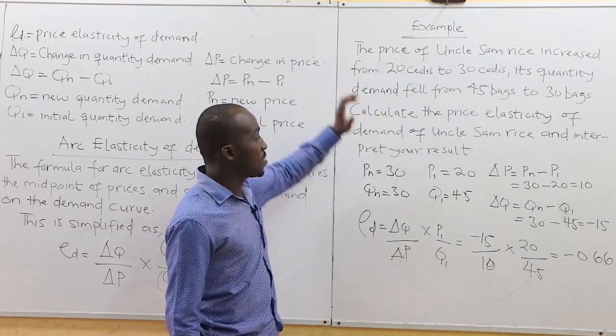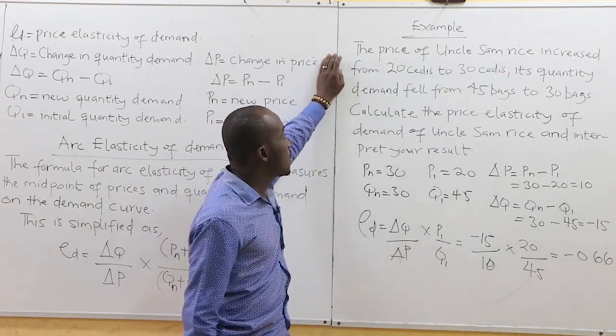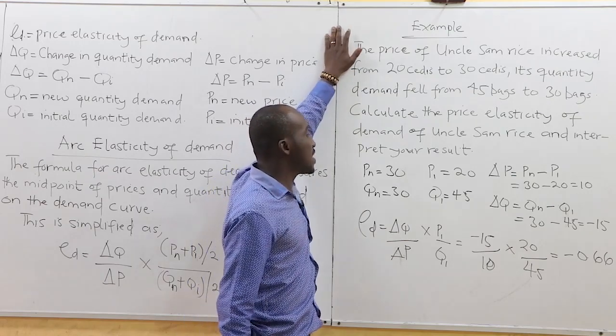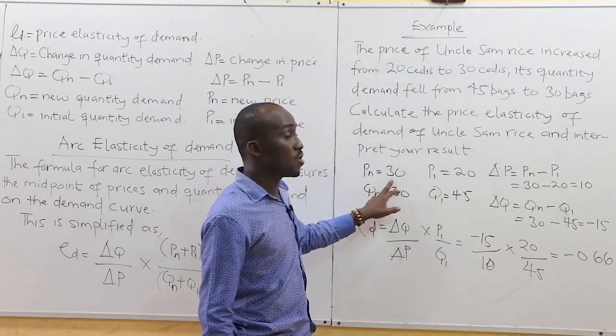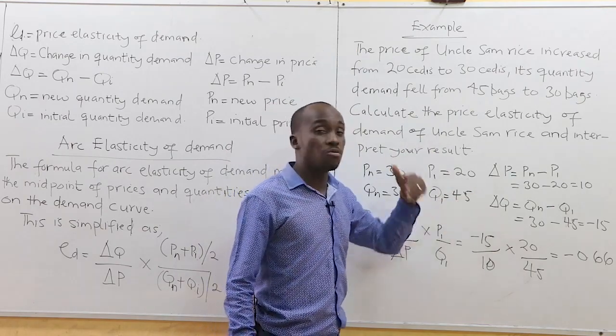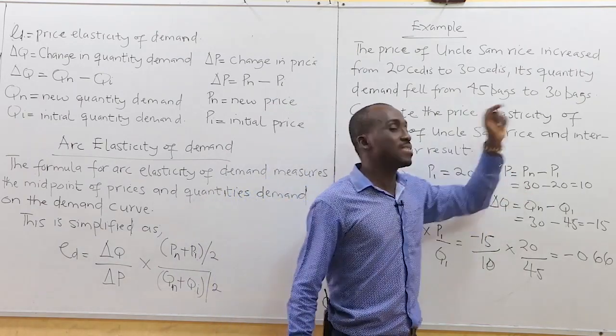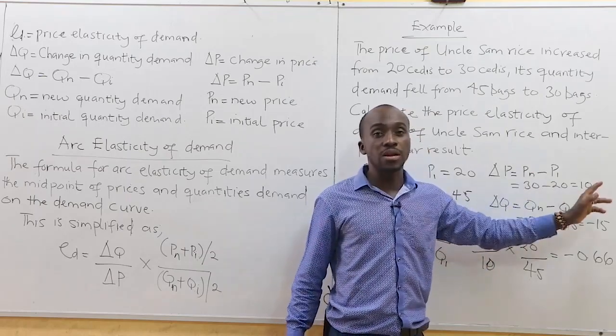So what we did was, let me just wrap up within a second. The price increased from 20 to 30. So the new price is 30, the old price is 20. And therefore, if you want to find a change, it's the new minus the initial. 30 minus 20 gives you 10.